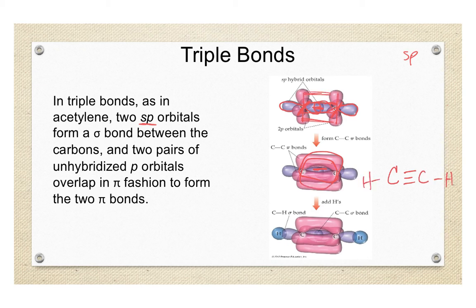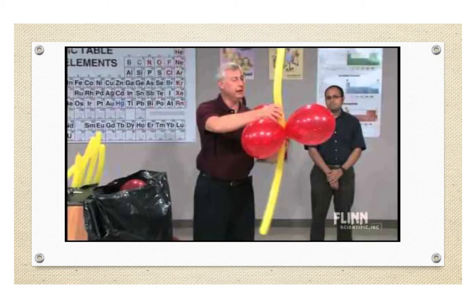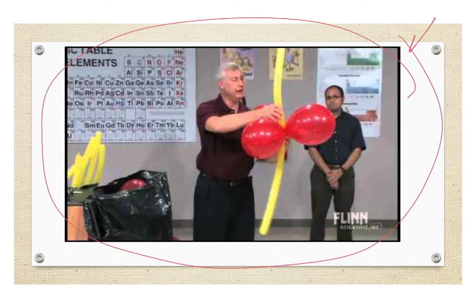So again, single bonds, just sigma overlap. Double bonds, a sigma with a pi, and a triple bond, a sigma with two pi's. Here's another video of this happening. I've posted this in the folder, and you can go ahead and take a look at that, and then come on back when it's done. This one's a bit longer.